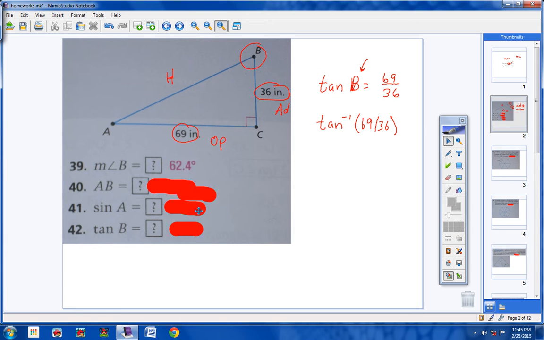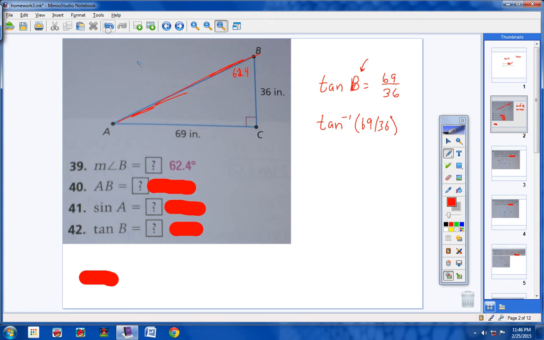And let's see what they have here. 62.4, okay? So I'm going to write that right here after I get rid of this circle. Actually I'm going to erase all of this, I believe. And we're going to write 62.4 degrees. Now students, next it says to find the length of AB. The length of AB, this side right here.